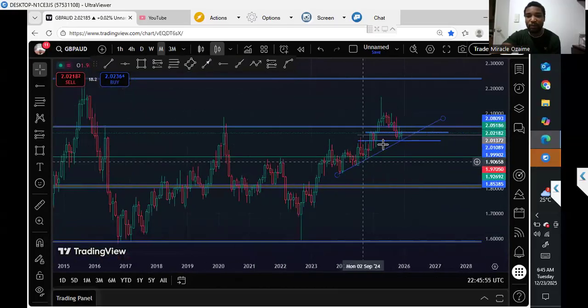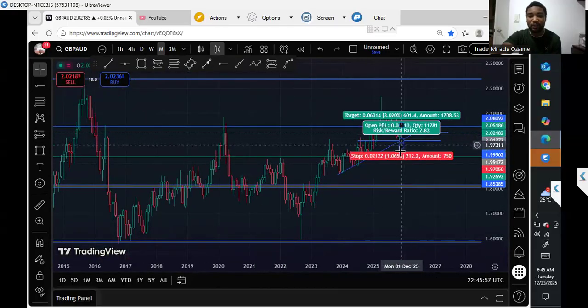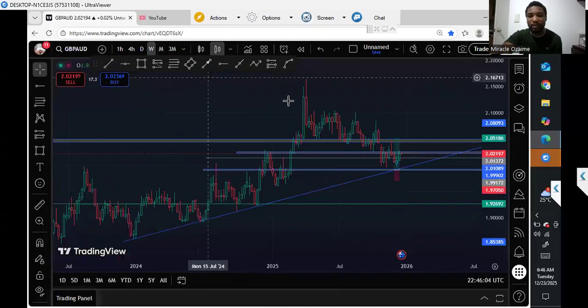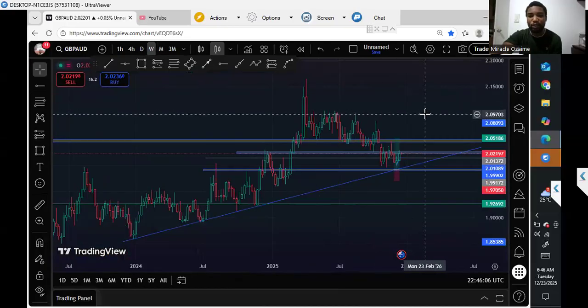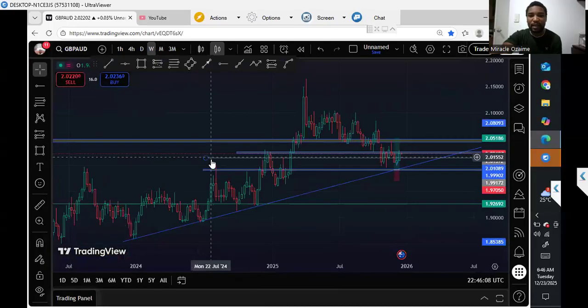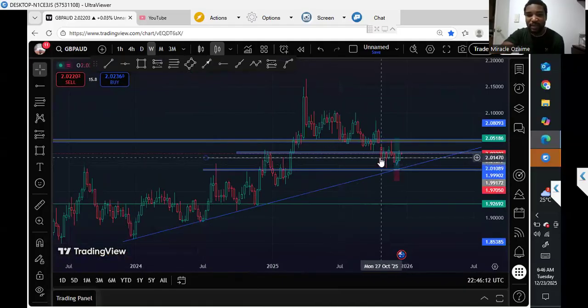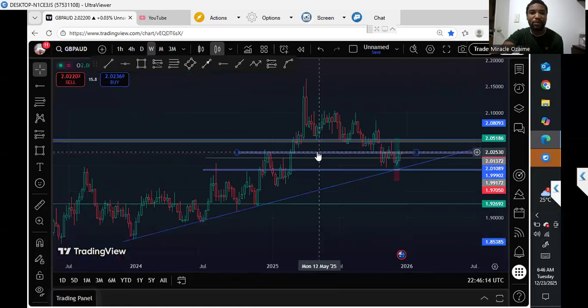So I was looking for price to come and test here for the third touch of the trend line, but price failed to do that. So on the weekly time frame, it's also giving me a nice bullish structure, but I could see a level around this area that price needs to come and test. And this is also an important level as well that can actually reverse the market.